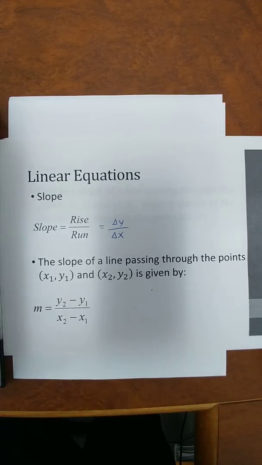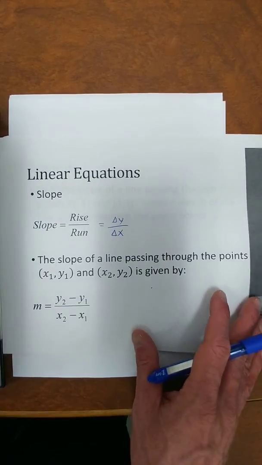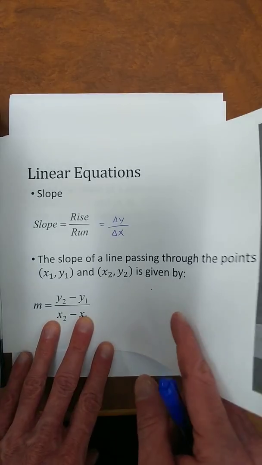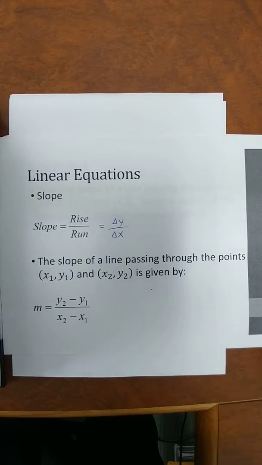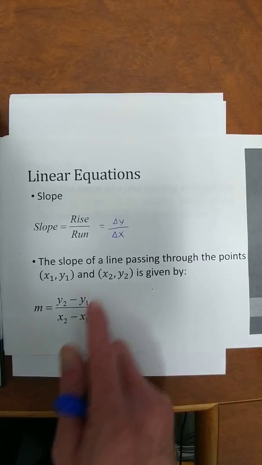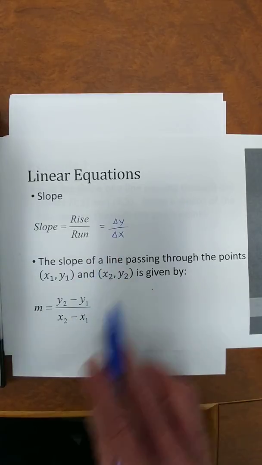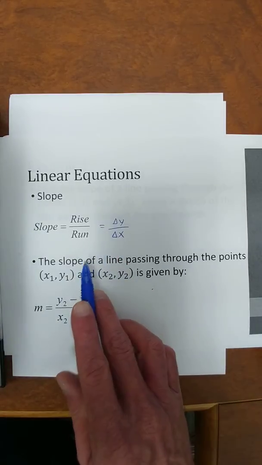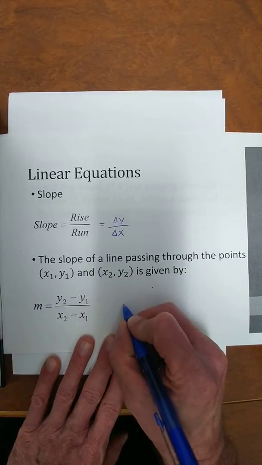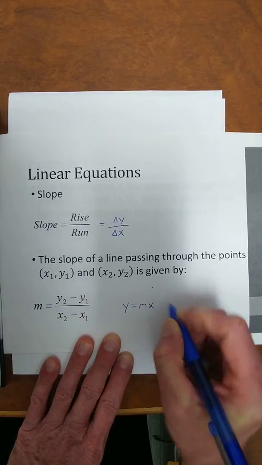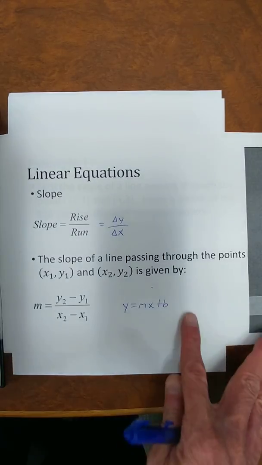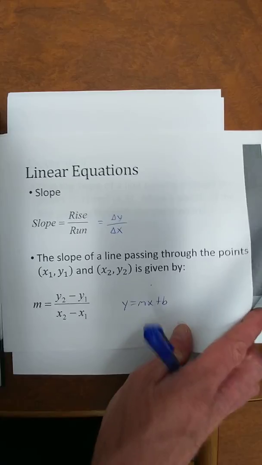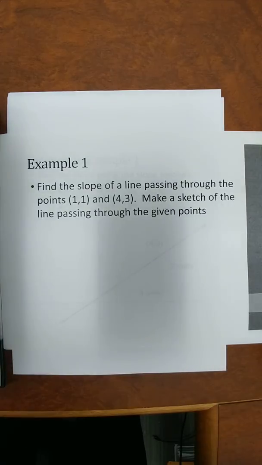Okay, so let's first start by looking at how to find the slope of a line passing through 2 points. So kind of going back to this formula, this is the main idea of a linear equation: we have the slope formula and definition of slope. And we also have the y equals mx plus b, the slope-intercept formula.